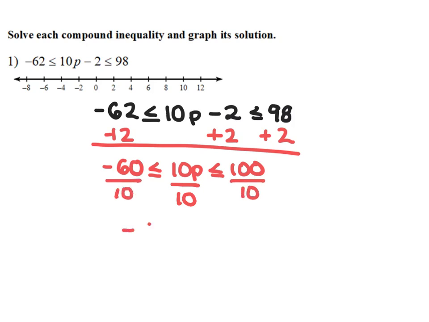-60 divided by 10 gives you -6 is less than or equal to p, and 100 divided by 10 gives you 10. So since -6 is less than or equal to p, I have a closed circle at -6. p is less than or equal to 10, so I have a closed circle at 10. And then you shade the area in between.